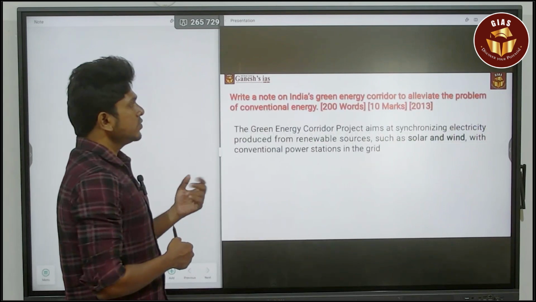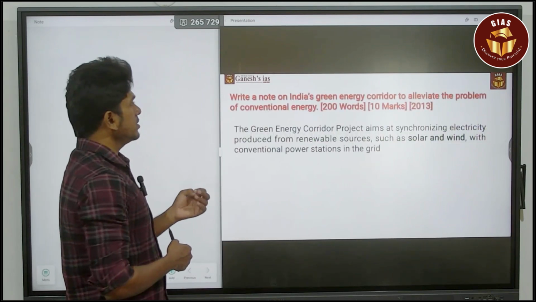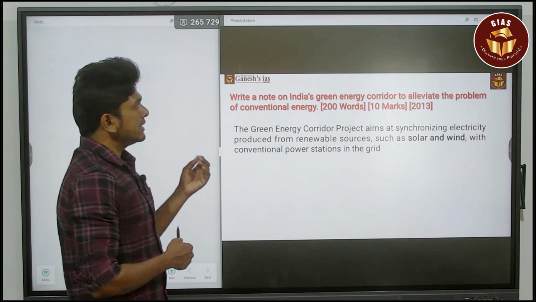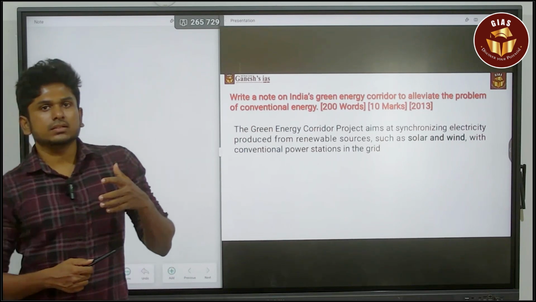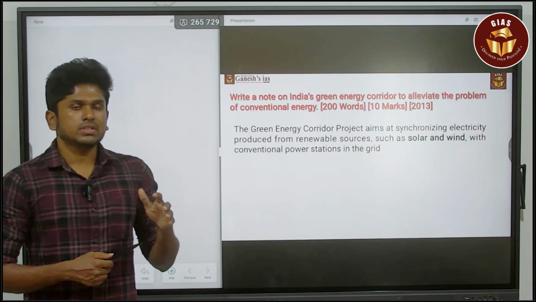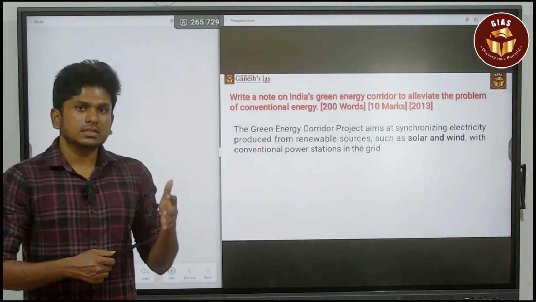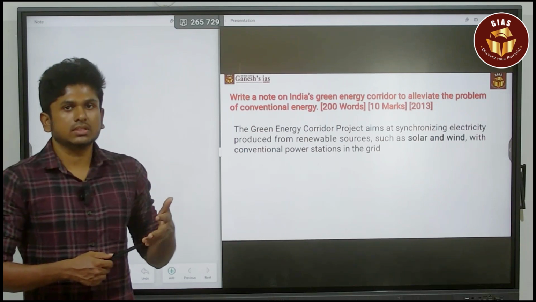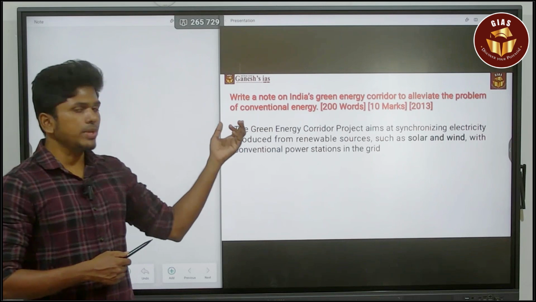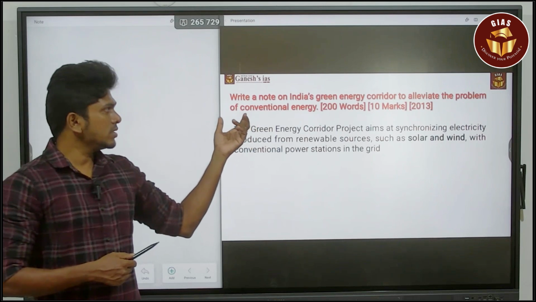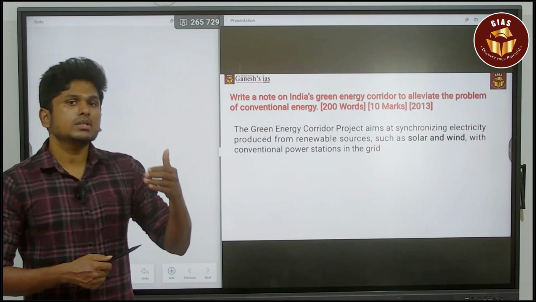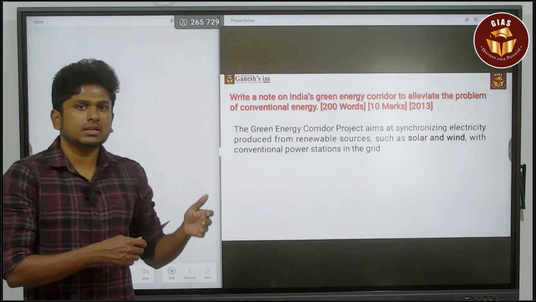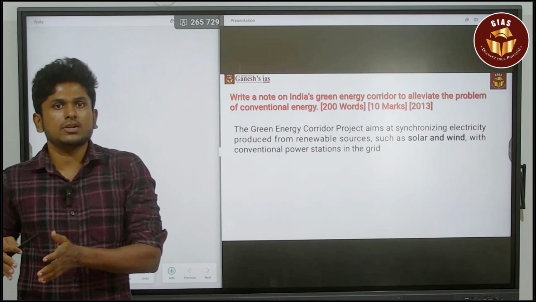This was a question asked in 2013. It is a 10-mark question. The question is about the green energy corridor. Even though it was asked around 10 years back, this question is still relevant. The reason is the topic. There is a strong possibility for certain questions on this scenario even now.